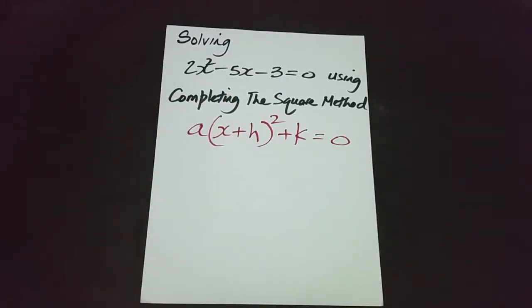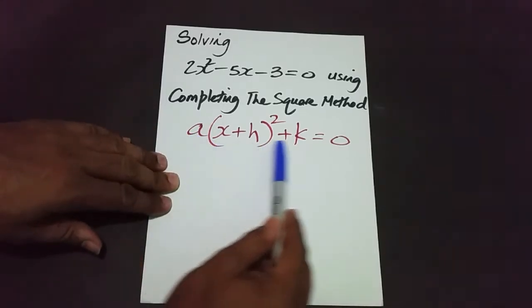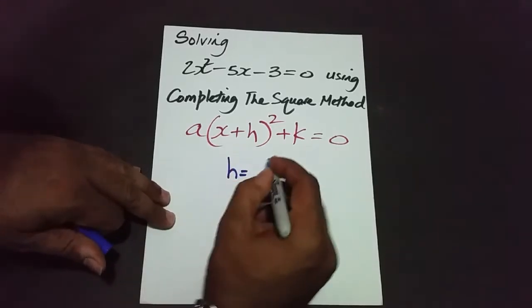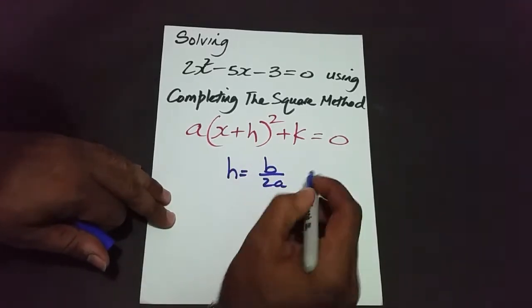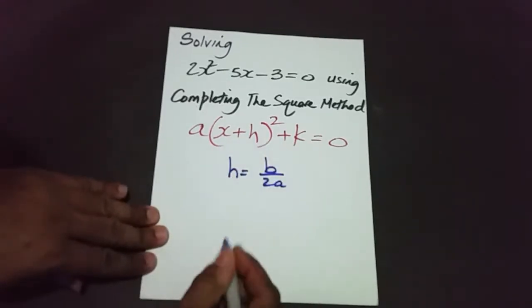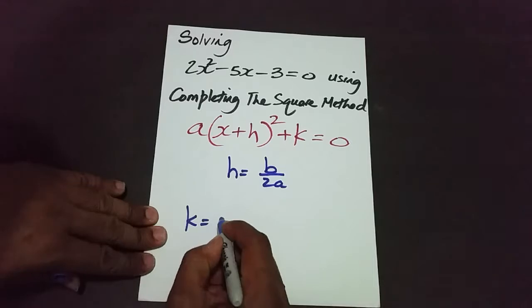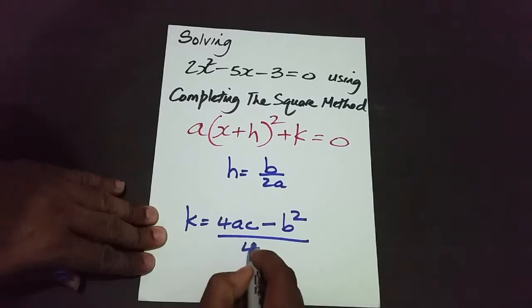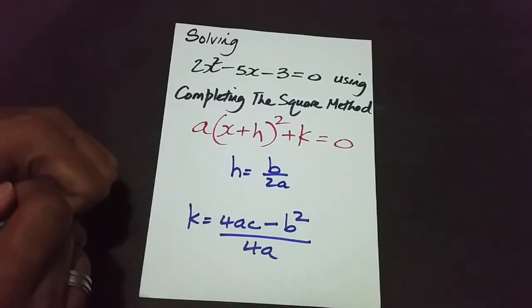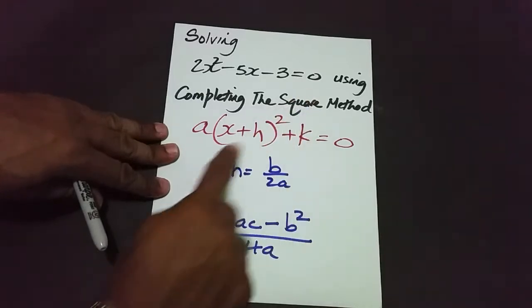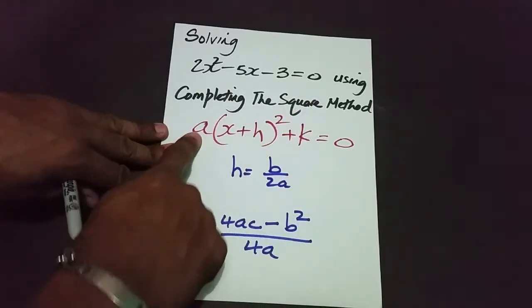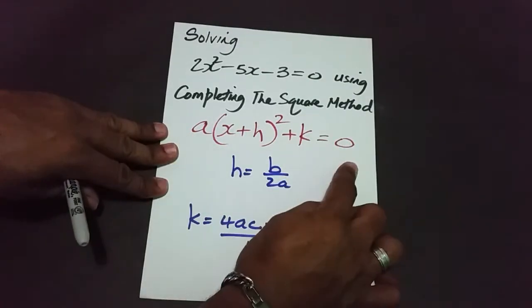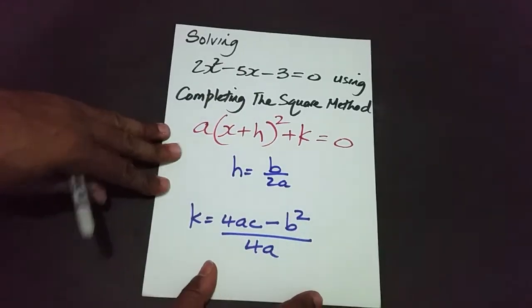And also, if you notice, we have a involved in the completed square form, and there is an h also involved, and the formula for h is simply h = b/2a. There is also a k involved, and k = (4ac − b²)/4a. So in order for us to solve this quadratic equation using the completed square form, I need to know what a is, what h is, and what k is, and then get the form and then proceed to solve it to get the values for the unknown, which in this case is x.